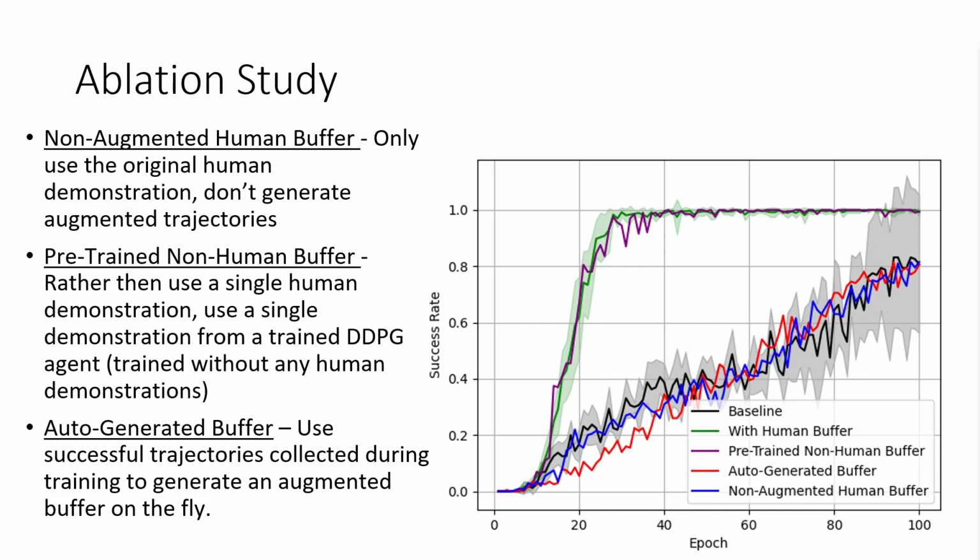Whenever the agent successfully completed the task, we passed the successful trajectory through our augmentation algorithm and added the results to the expert buffer. However, this approach did not work, resulting in baseline performance, suggesting that an external successful demo created prior to training is necessary. Finally, we tried using a single demonstration without augmentation, populating the human buffer with only the unaugmented human demo. This also led to baseline performance, suggesting that our augmentation algorithm is key to our method.